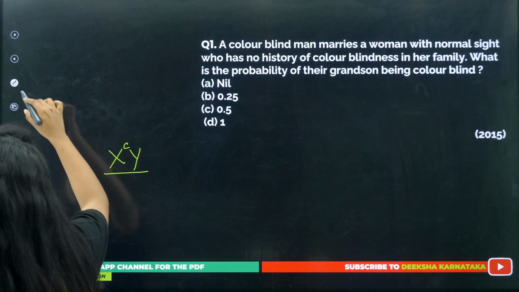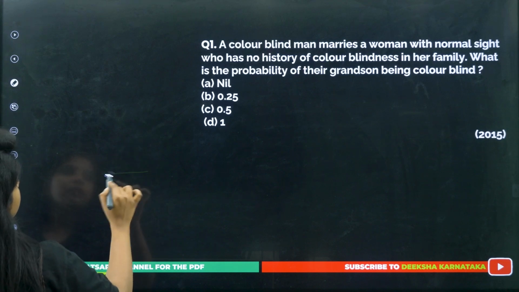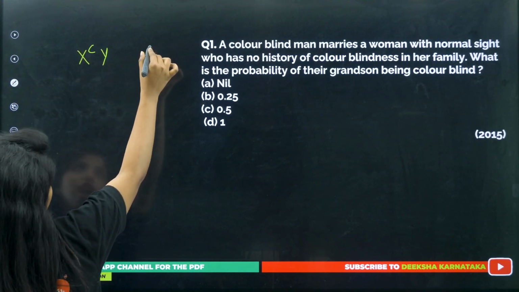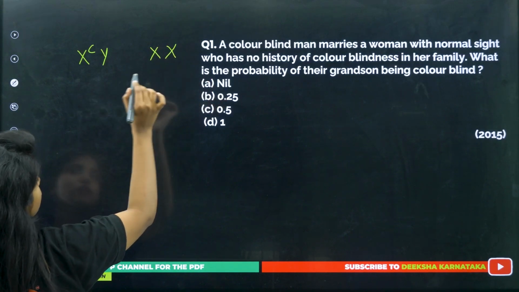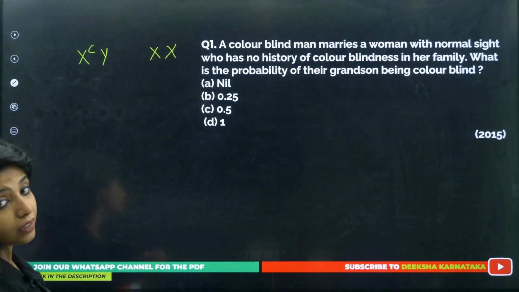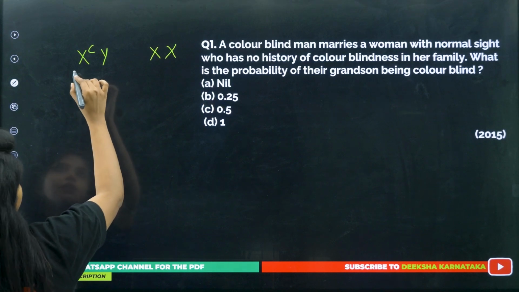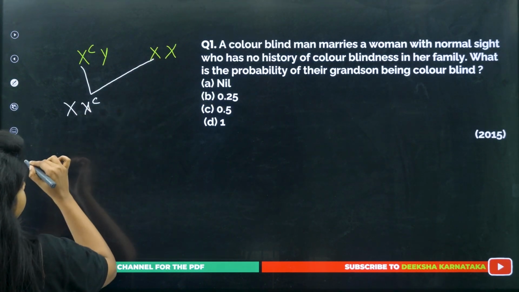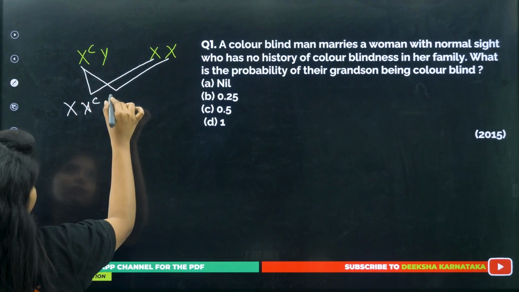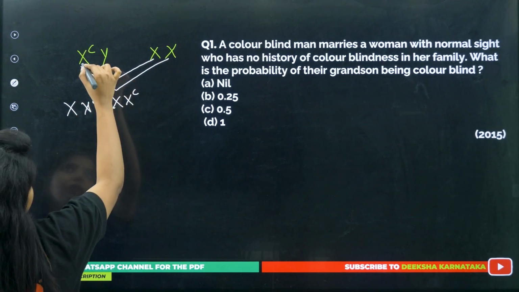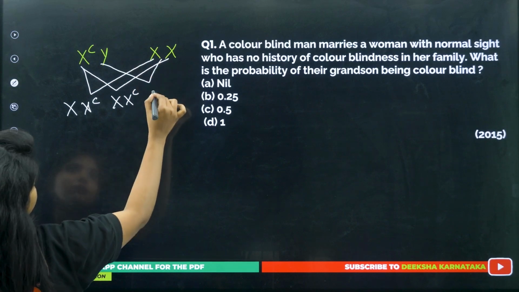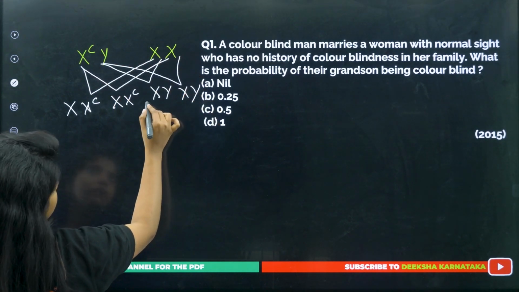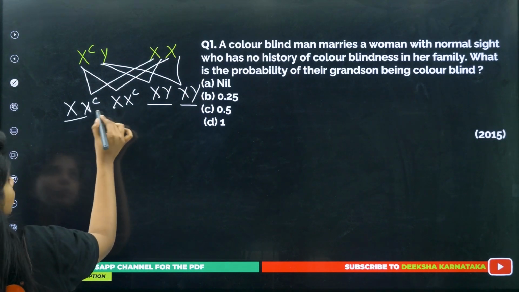It is a very long question, so I have to shift it a bit up. I have X^C Y, and she is XX because she does not have any history of colorblindness. Now we have to talk about the grandson. So this and this fuse, you get X X^C. This and this fuse, you get X X^C. Now this and this fuse, you get XY. Similarly, this and this fuse, you get XY. They both are carriers.